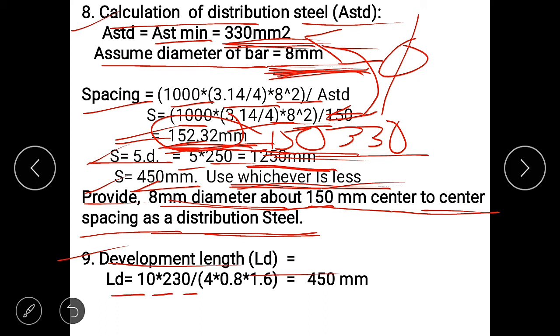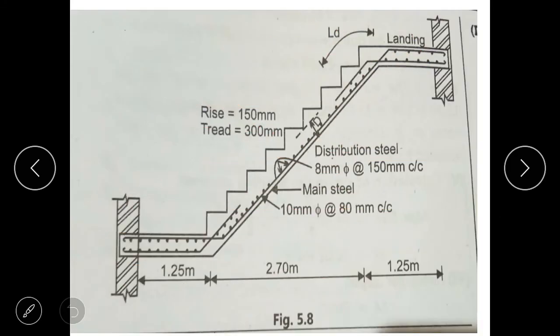And ninth, development length. So LD is 10 into sigma st divided by 4 into the shear bond factor given in the IS code. So 4 into 0.8 into 1.6. For M20 and Fe415 this factor is 0.8 into 1.6. So this LD is 450. LD means development length. We calculated here development length. From this to this it is LD, and LD is 450. So take LD as 450.